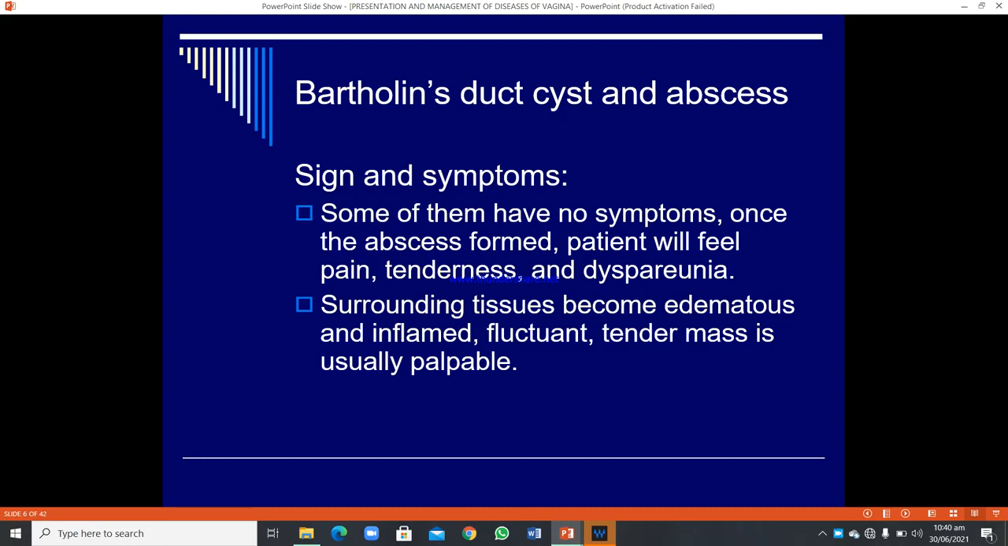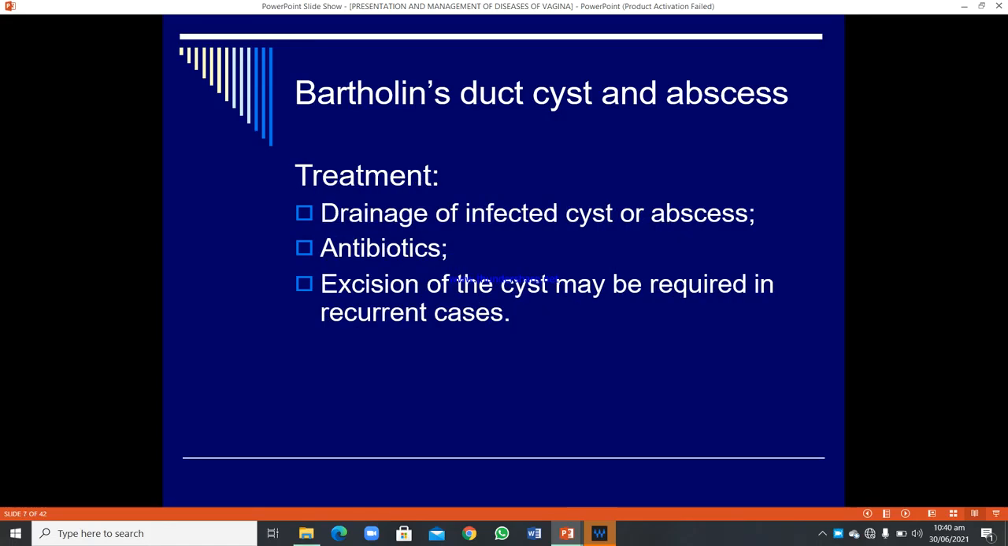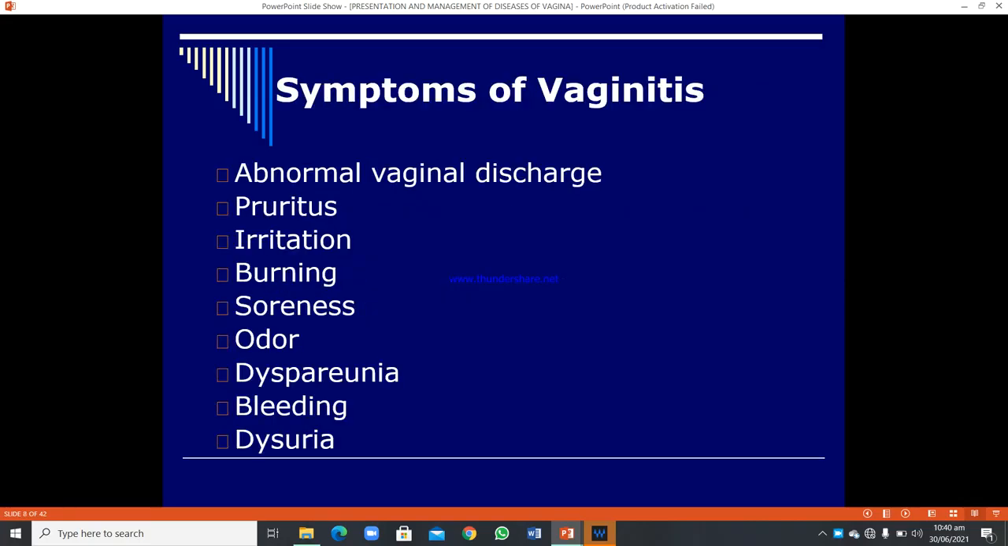Bartholin duct cyst and abscess. Signs and symptoms: some of them have no symptoms. Once the abscess is formed, the patient will feel pain, tenderness and dyspareunia. Dyspareunia is painful coitus. It can be superficial dyspareunia or deep dyspareunia. Surrounding tissues become edematous and inflamed. A fluctuant tender mass is usually palpable. Treatment of the Bartholin duct cyst and abscess: drainage of the infected cyst or abscess, and antibiotics. Excision of the cyst may be required in recurrent cases.